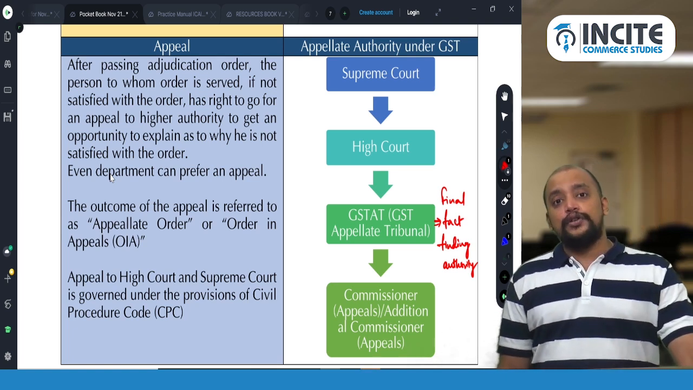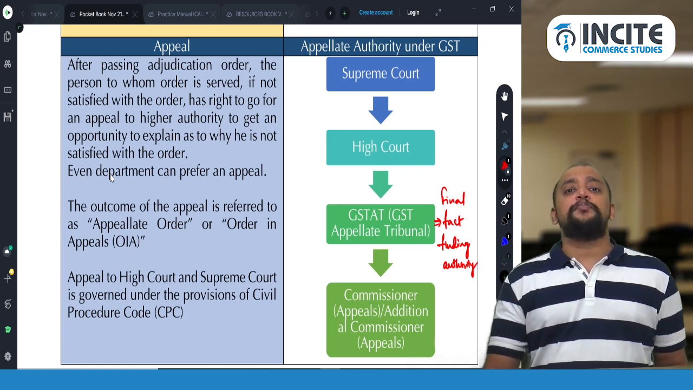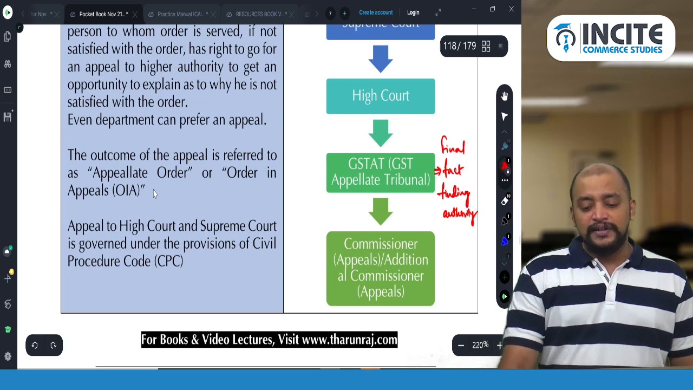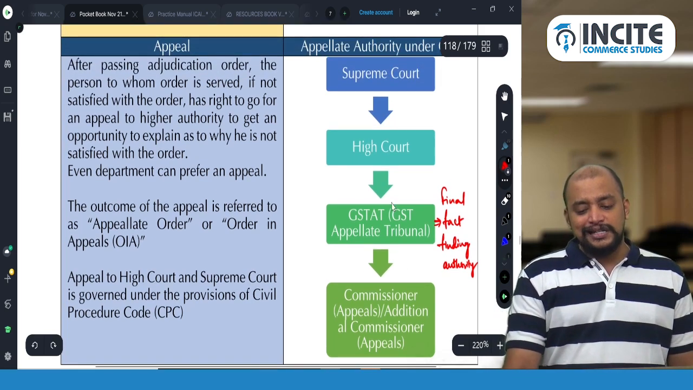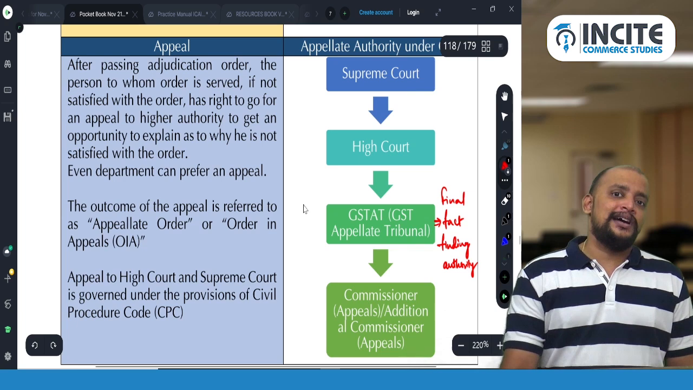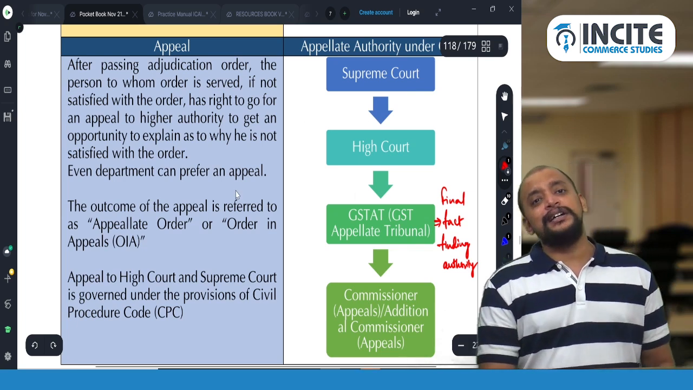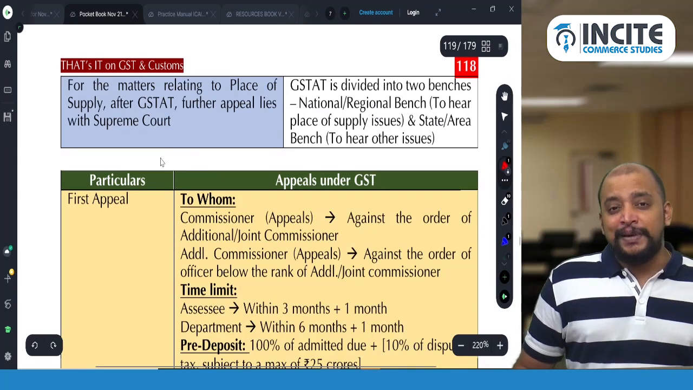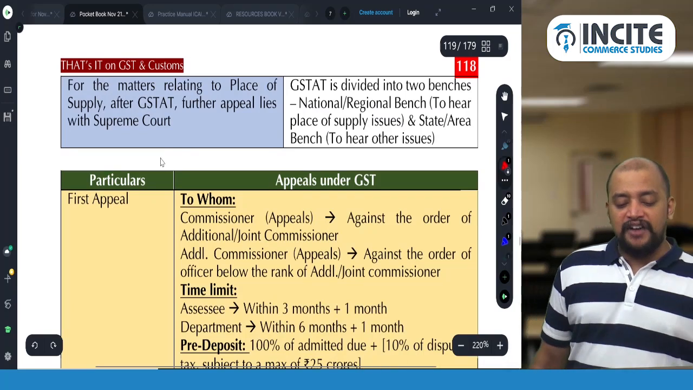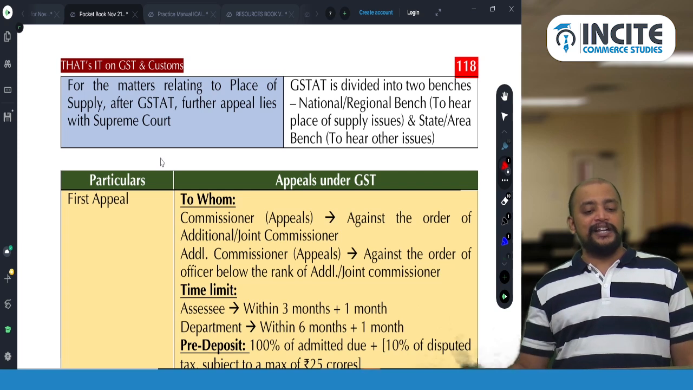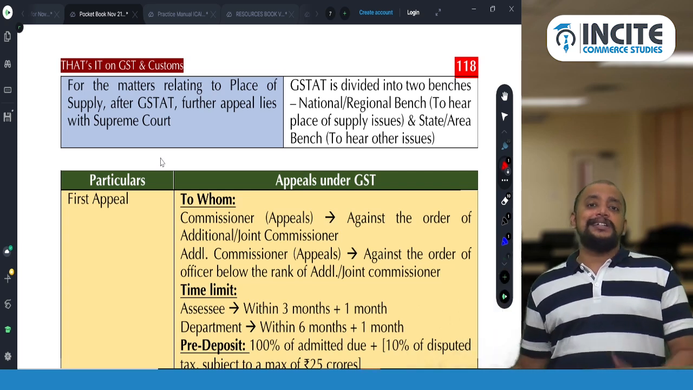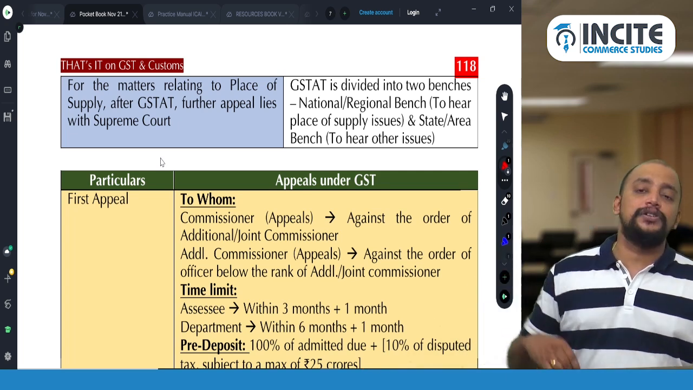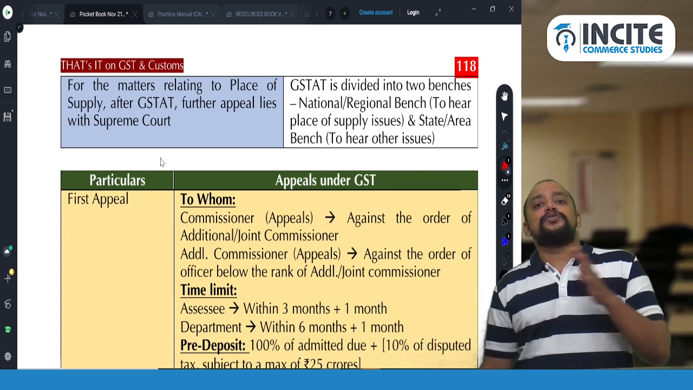And appeals to the High Court and Supreme Court are governed by the provisions of the Civil Procedure Code. Okay, so court procedures. Whereas appeals up to the GSTAT, commissioner, etc. are completely governed under GST law only. Now, this is what I gave you for the matters relating to place of supply. After GSTAT, further appeal lies with the Supreme Court, and GSTAT is divided into two benches: national or regional bench to hear place of supply issues, whereas state or area bench to hear other issues.